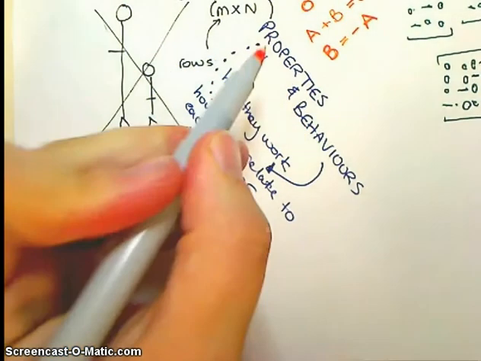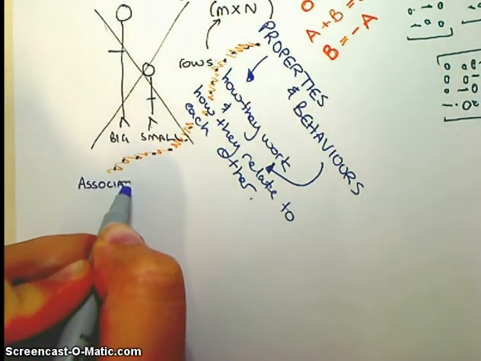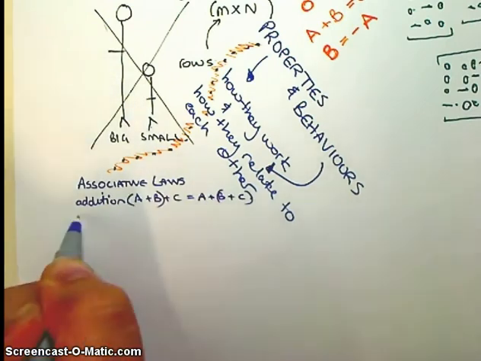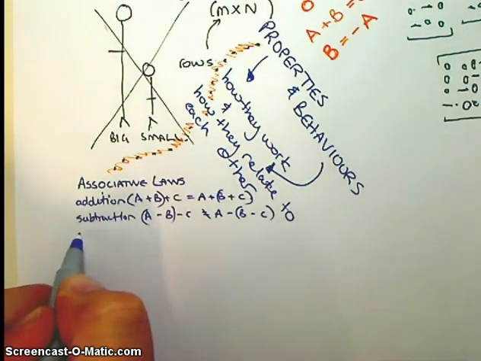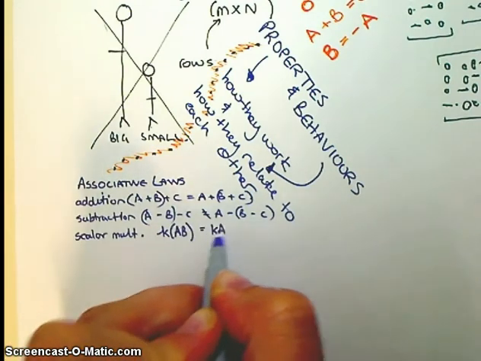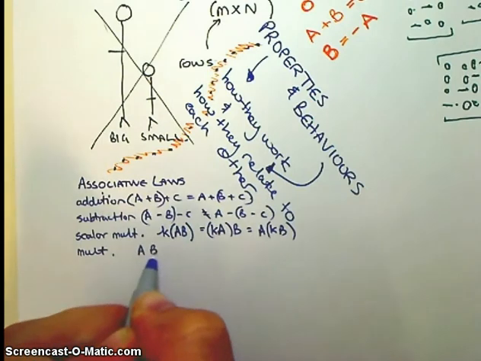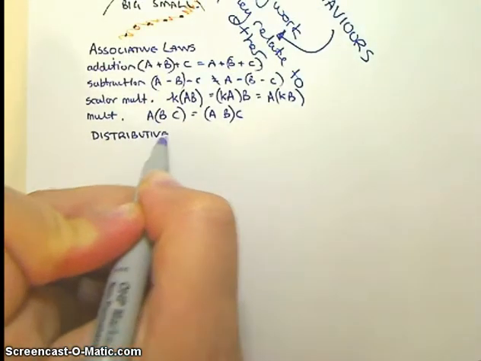Let's just digress back to properties for a moment. We have to consider the different types of laws, and we're talking about associative, distributive, and commutative. What we're looking at here is whether these laws hold for addition, for subtraction, for scalar multiplication, or matrix multiplication. So as you can see here, associativity is true for addition but not for subtraction, true for scalar multiplication, and true for matrix multiplication.